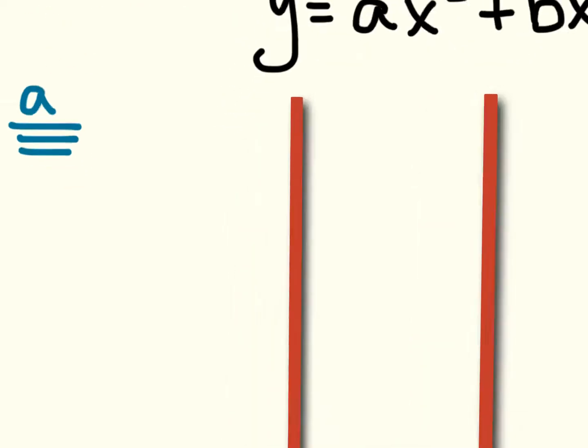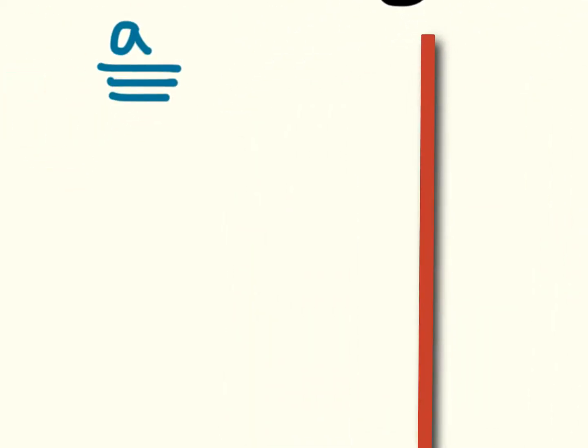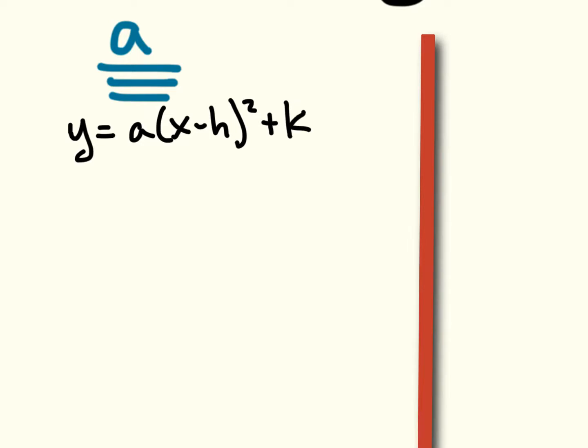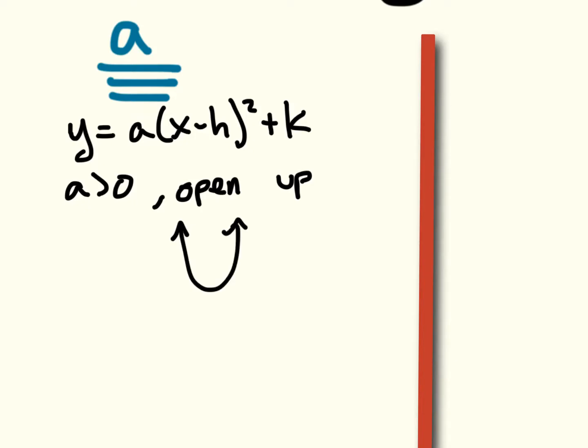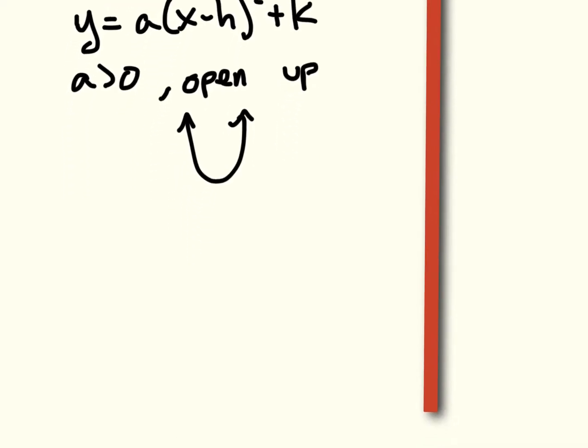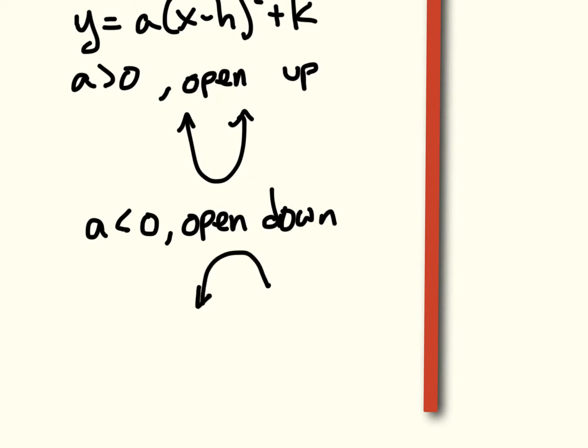Now this a is actually the same a from y equals a times (x minus h) squared plus k. So this a tells me whether or not this thing is reflected. If a is positive, if a is greater than 0, our parabola will open up like this. Likewise, if a is negative, if a is less than 0, it'll open down. So you'll have a parabola that looks like this.